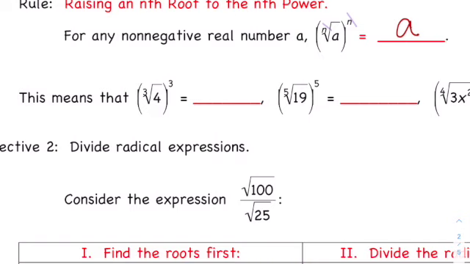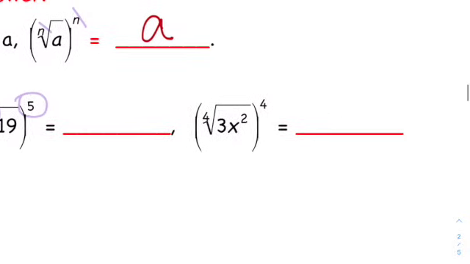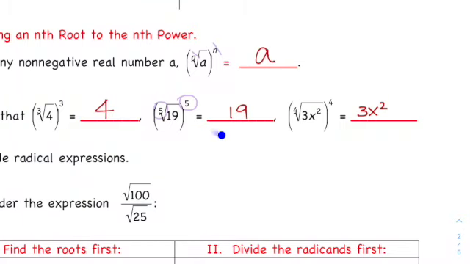If you try the problem, take a look. You have n right here, 3 power. This is the index number. They are exactly the same. Your answer is just 4. If you have the index number 5 here and that's 5, so the answer should be whatever. Please finish the next two blanks and check your answer. The answer for the next two blanks is 19 and 3x squared. Literally, if the exponent and the index number are the same, they just cancel each other.